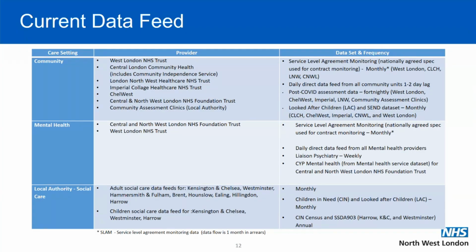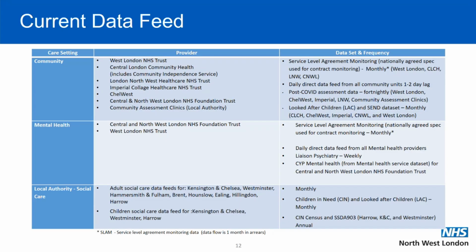Mental health data, SLAM data again. And we've also got the direct data feeds like we did with community and primary care from EMIS and System 1. Those are coming in daily. We've got CYP mental health data from CNWL included too.